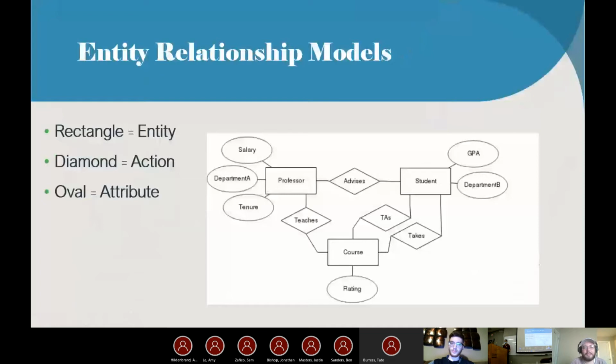Then we have an entity relationship model. It's like the entity relationship diagrams we've been working on, but laid out differently. Personally, I prefer the entity relationship diagrams because they seem easier to read. Each rectangle is an entity, and the entities here are a professor, a student, and a course. The diamonds are the actions between them, and the ovals are the attributes. The professor has 3 attributes: salary, department, and tenure. That's a brief talk about that.